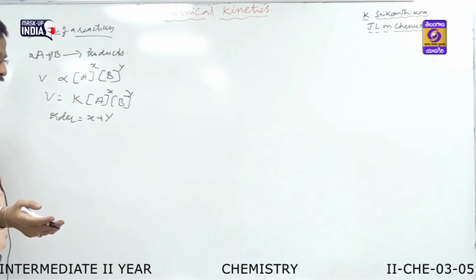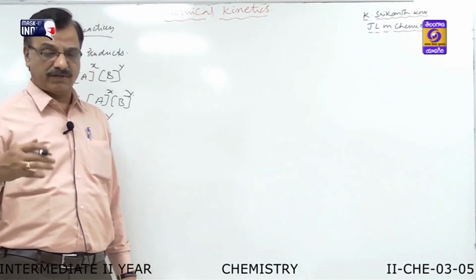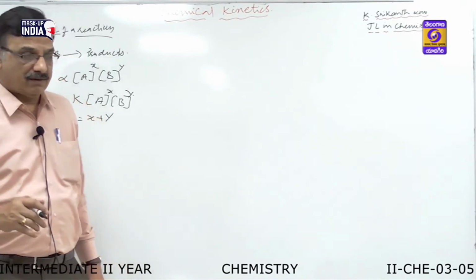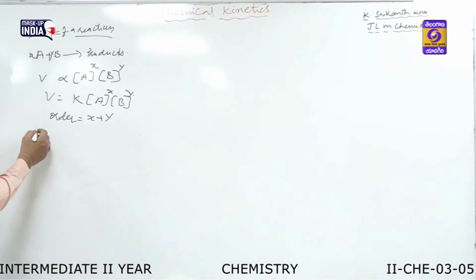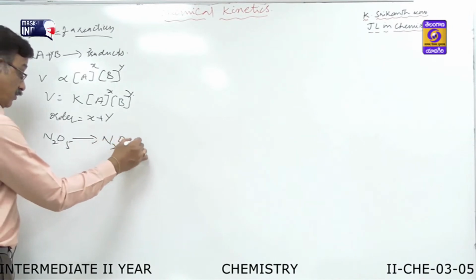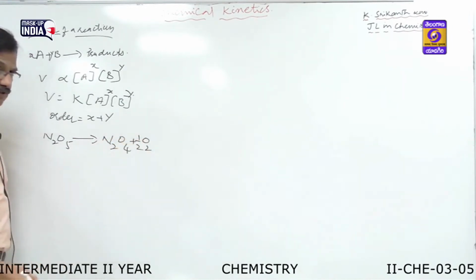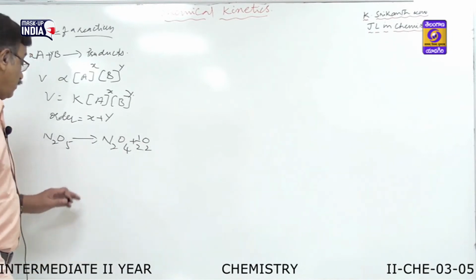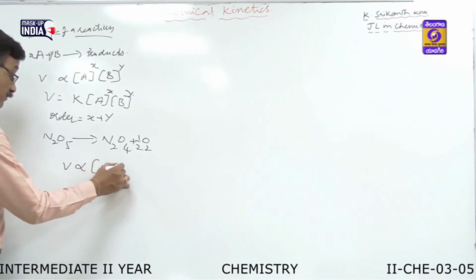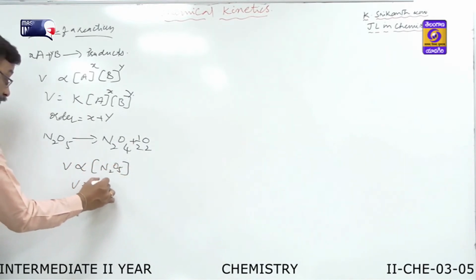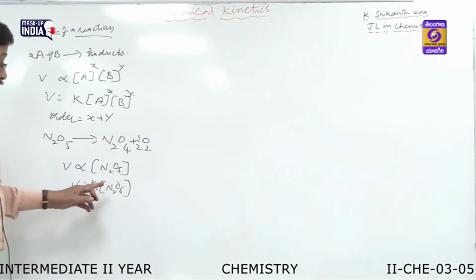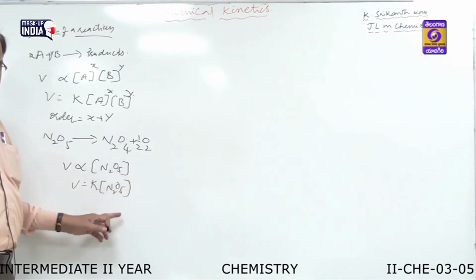There are a number of orders for the reaction. The order of a reaction can be 1, 2, 3, 0, or sometimes even a fraction. If you look at N2O5 changing to N2O4 plus half O2, suppose this is the reaction. So the order of the reaction: V is proportional to [N2O5], V equals K into [N2O5]. It is nothing but a first order reaction. Here, the power of the concentration term.